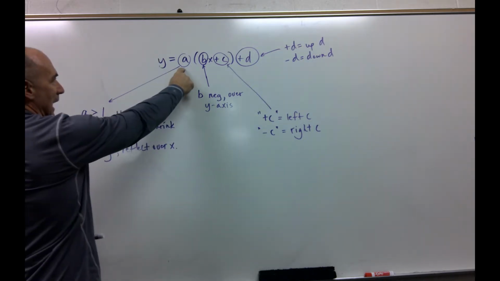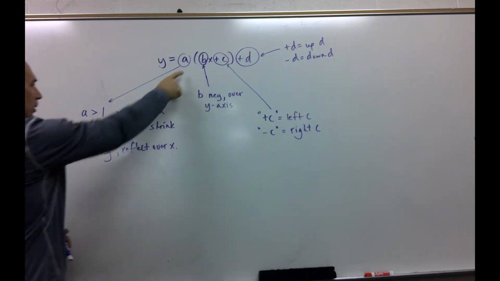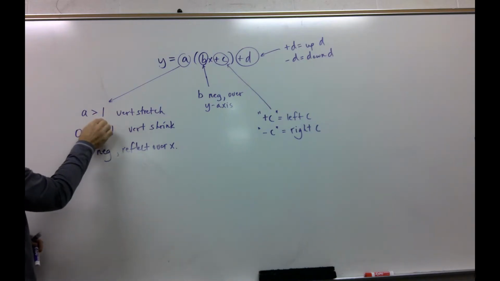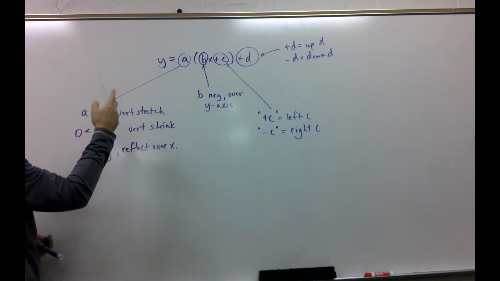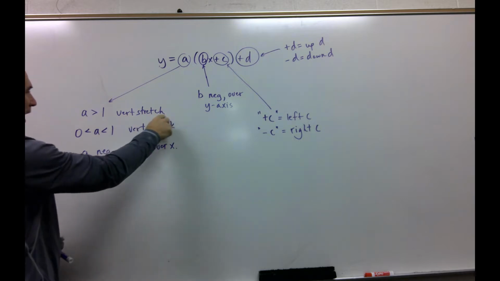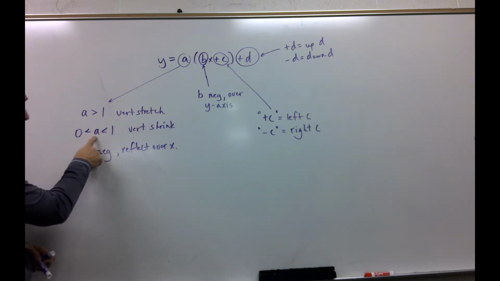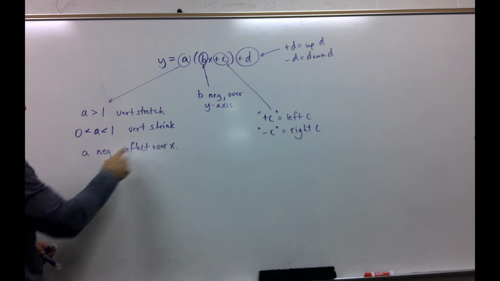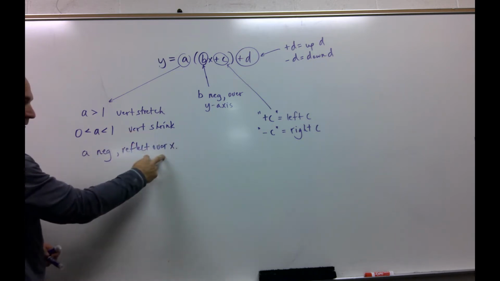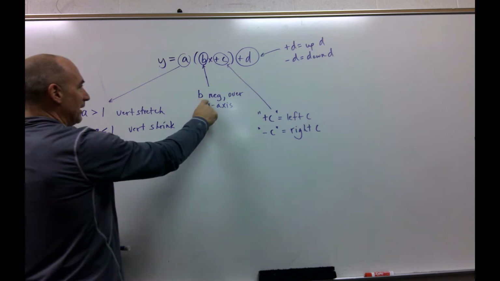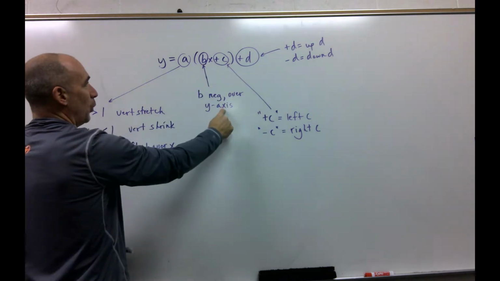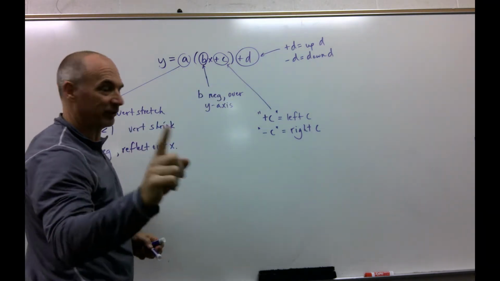So, a, what's that? Well, that'll be your leading coefficient. If it's greater than 1, like 2, 2.5, 10, vertical stretch. If a is a fraction or a decimal less than 1, you're going to have a vertical shrink. If a is negative, you're going to reflect it over the x. If b is negative, you're going to reflect it over the y. And I'm going to show you some examples of this in a minute.